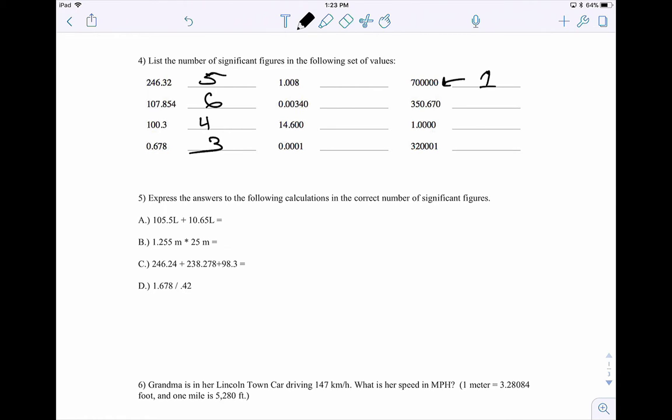Now, there can be exceptions with this. Say that you had 700,000 pennies. Well, each penny would obviously be significant. And this is something we call the absolute case.